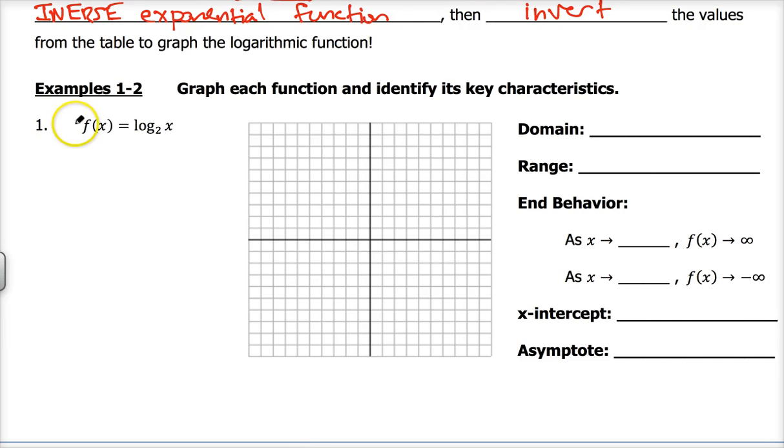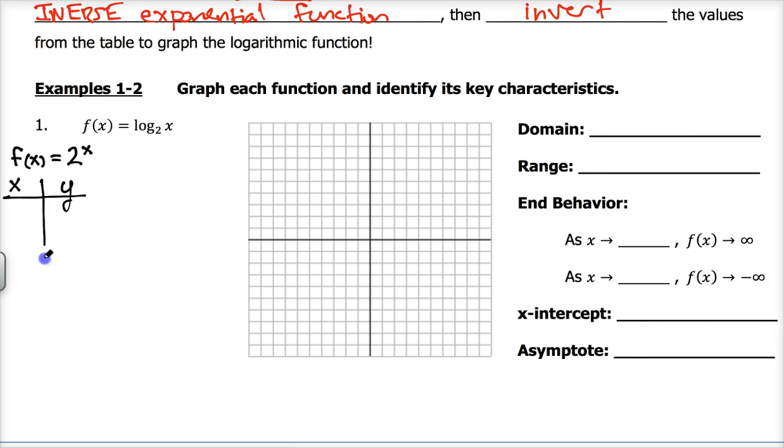Okay, I'm asking you to graph f of x equals the log base 2 of x. Well, I'm going to start out by thinking about what the table for f of x equals 2 to the x power would look like. Again, because that's the inverse of this logarithmic function. So this is something we've already done.